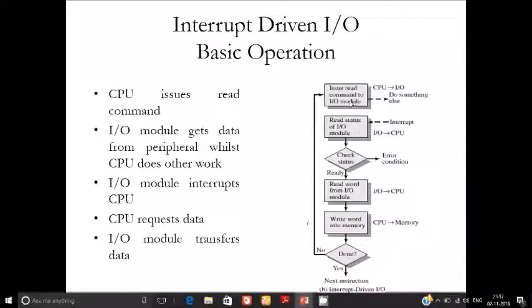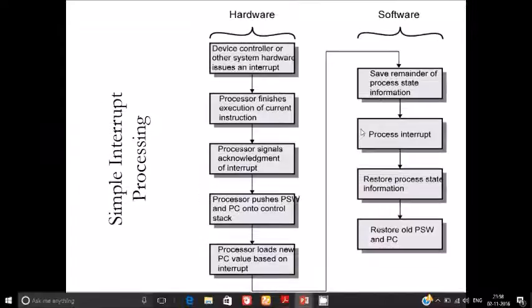Issue a read command to the input-output module, and read the status of the input-output module. Check status: if it is an error condition, or else ready. If ready, read the word from the input-output module, write it to memory, done. If yes, it's done, or if no, it goes again to the first step. So this is a basic flowchart, and this flowchart is really important. It will be asked in the term examination.